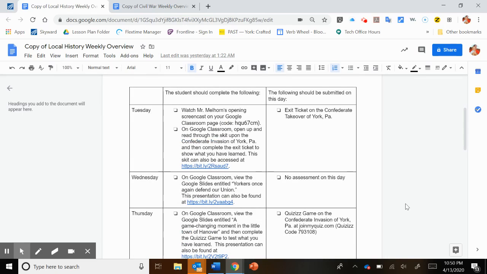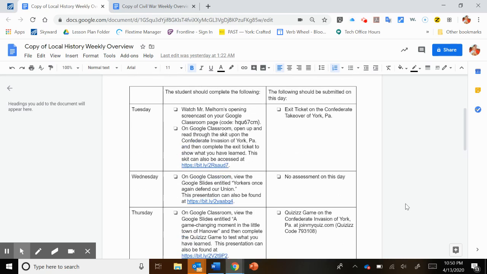Now, to get into it, you're going to take a look at a skit first. It was a student created skit from a class of local history students of the past. So take a look at the skit, try to dig into it, and then complete the exit ticket at the end, the Google Form sheet at the end.